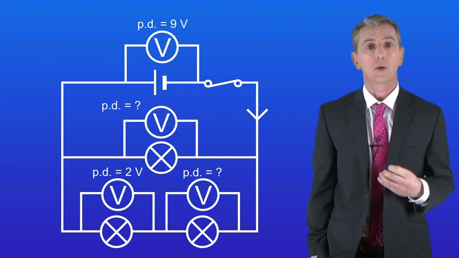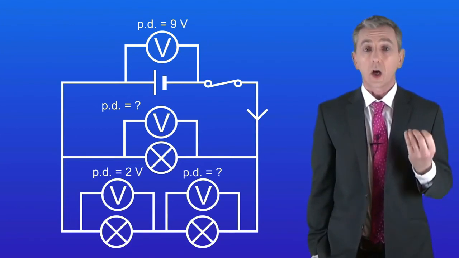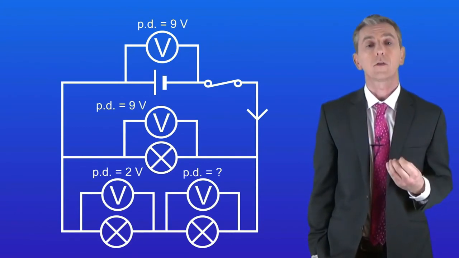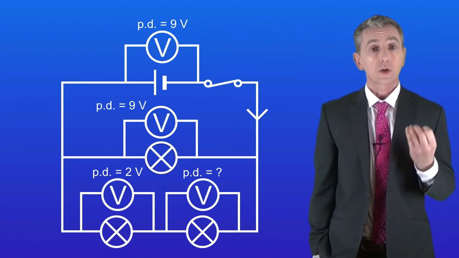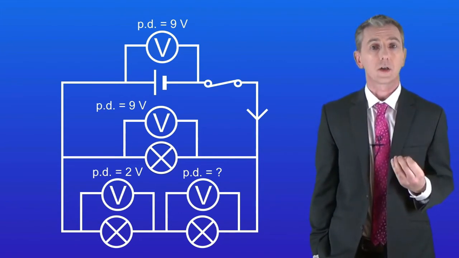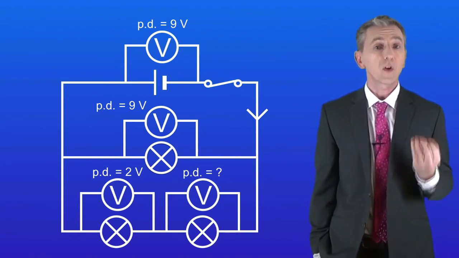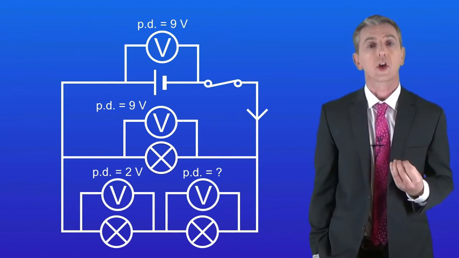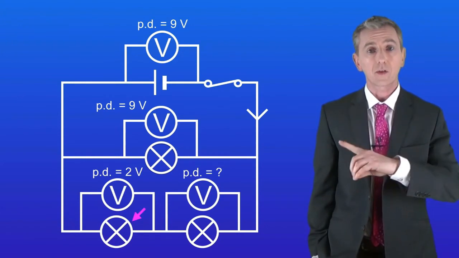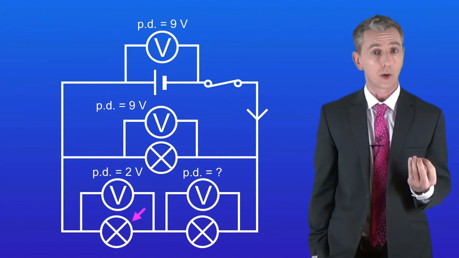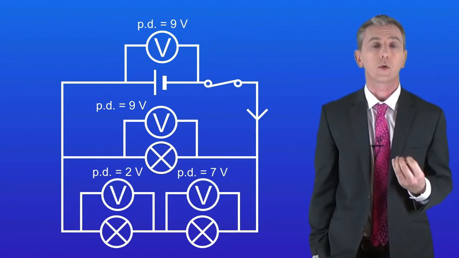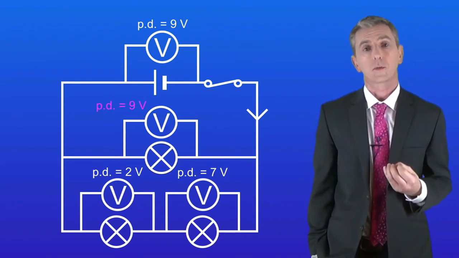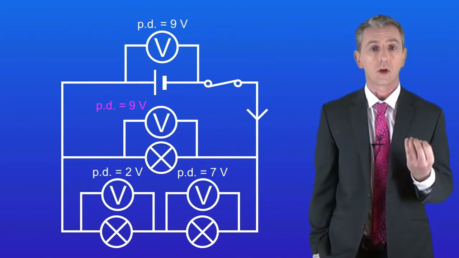Okay, let's take a look at the top bulb. Well, this bulb is in its own branch, so we know that it must have the same potential difference as the cell, which is 9 volts. Now the bottom branch has got 2 bulbs, but we know that the total potential difference across this whole branch must be the same as the cell, so that's 9 volts. But of the 9 volts across this branch, 2 volts is already being used by this bulb. So that means that the other bulb must have a potential difference of 7 volts. So you'll notice now that the top branch has a potential difference of 9 volts, and the bottom branch has a potential difference of 9 volts.